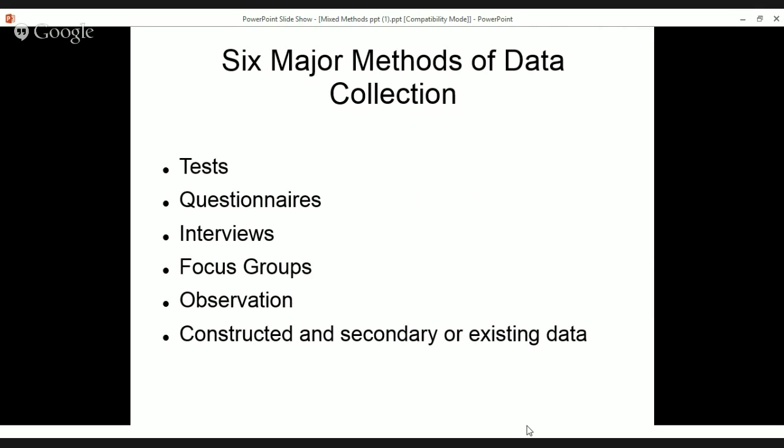The second type of data collection method is a questionnaire. This is typically filled out by a participant of the research study, and it's a self-report of this data collection. It is used to obtain information about thoughts, feelings, attitudes, beliefs, values, perceptions, personality, and behavioral intentions of the participant.